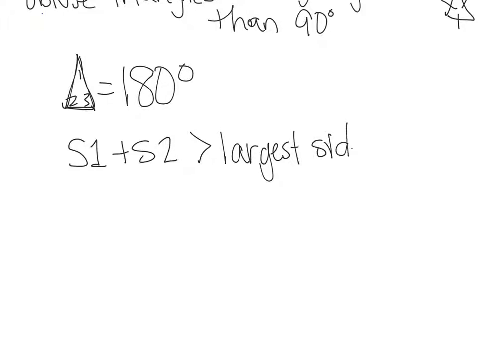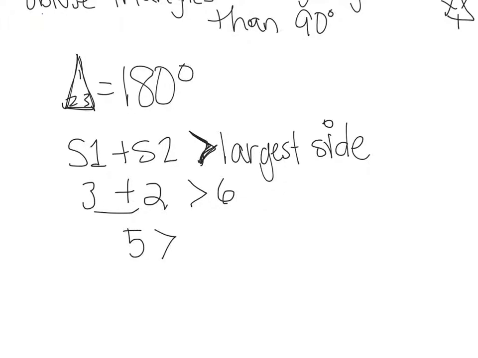So side 1 and side 2, the two smallest sides, you have to add them first. It has to be greater than the largest side. So if I have 3 plus 2, it would have to be greater than the third side in order to make a triangle. So I'm going to pretend that my third side is 6. And so if I finish this out, 3 plus 2 is 5. And then I would write is greater than 6.